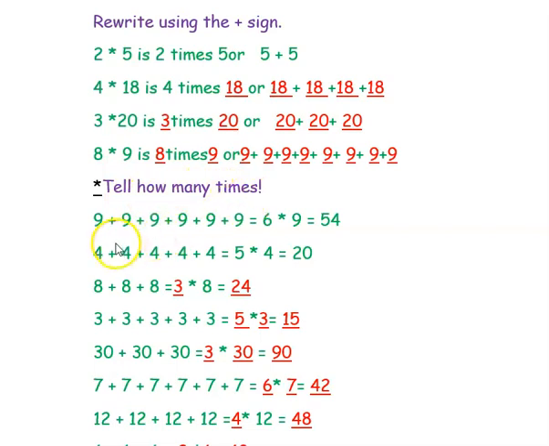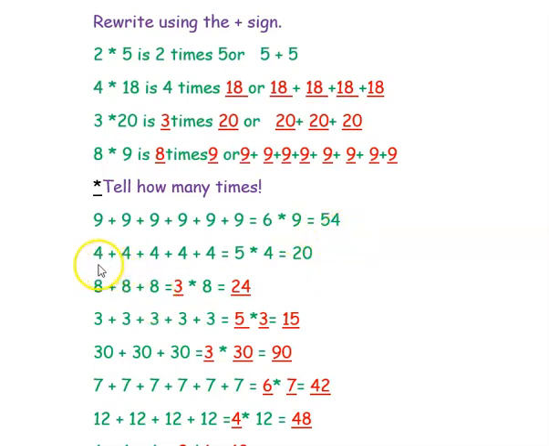Next one is tell how many times. So now we have to count, right? So 1 2 3 4 5 6. So 9 is repeated 6 times. So we can write it as 6 into 9. That is nothing but 54. 6 into 9 is 54.